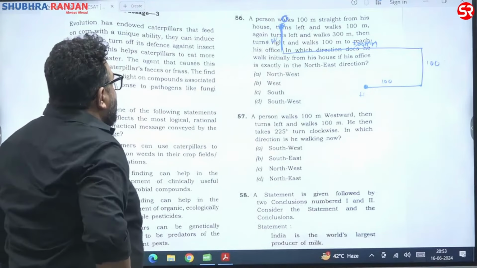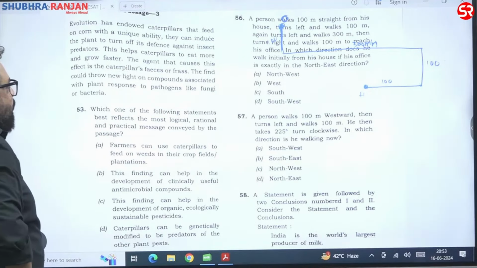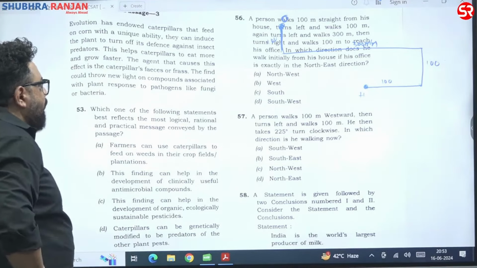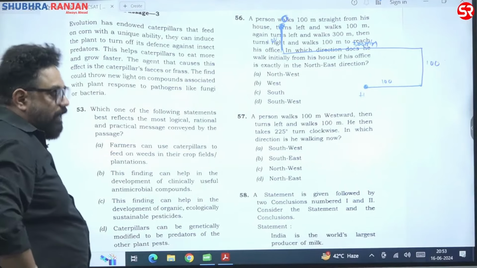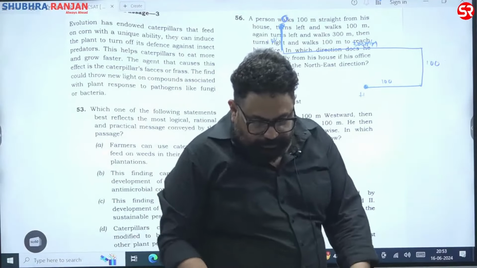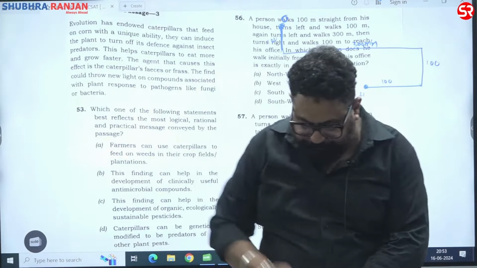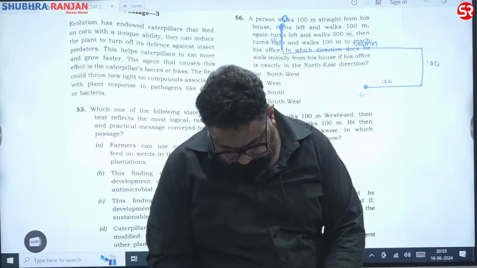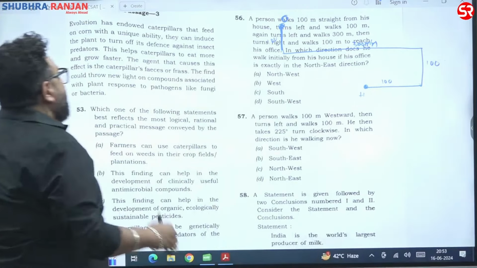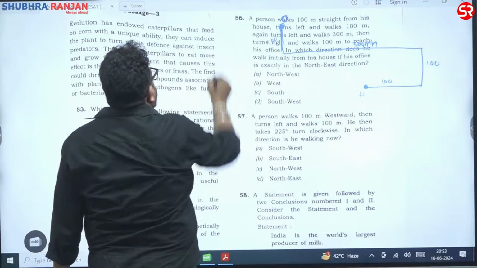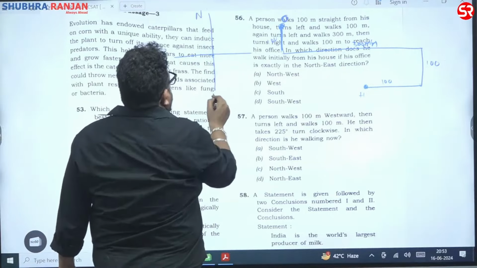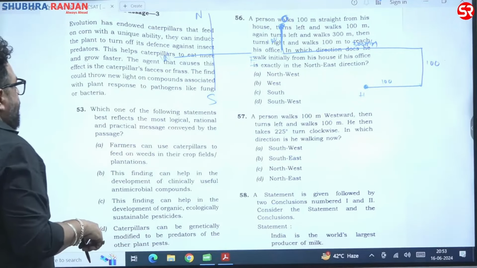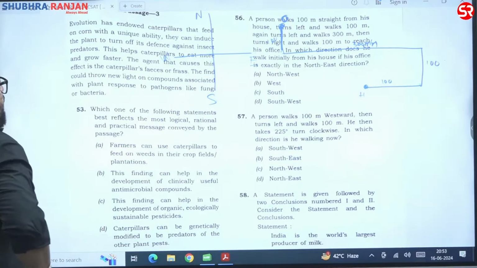Now what is he asking? In which direction does he walk initially from his house? If his office is exactly north... Now the direction of the office has been given as northeast. So he has given you northeast as the direction for his office. So guys, we will look at the direction here, right? So if you see this, this is north, south, east, west. So he is saying the direction of the office is northeast.